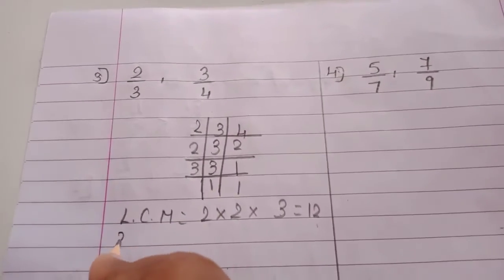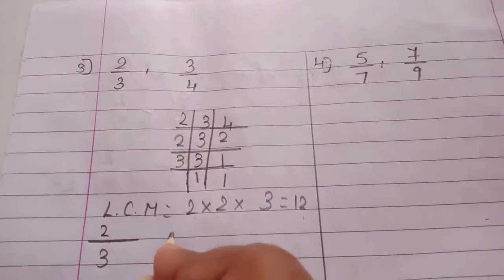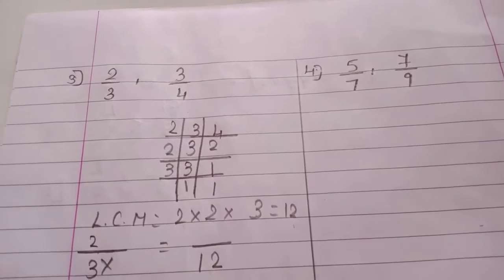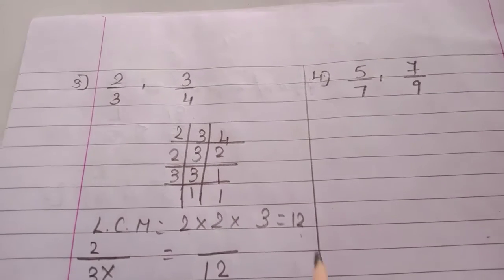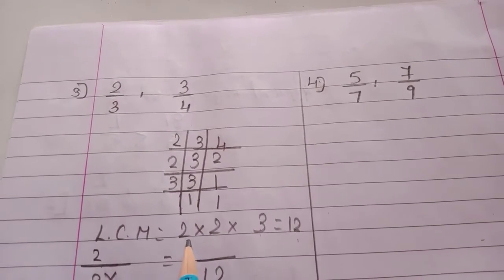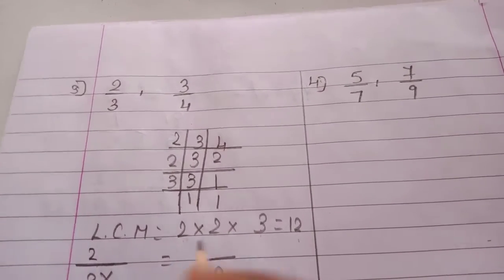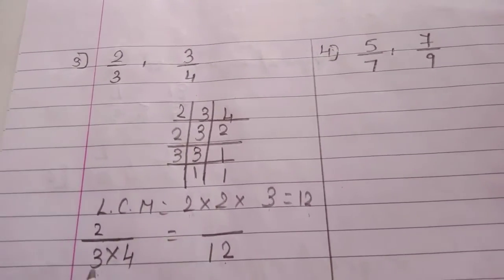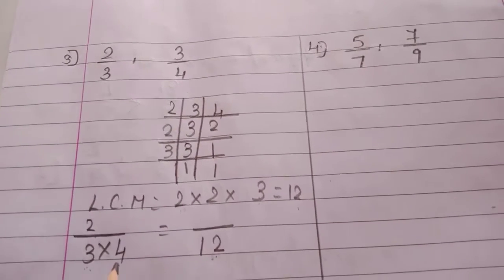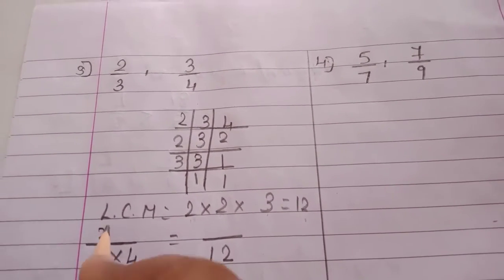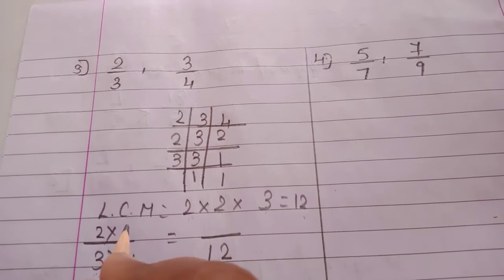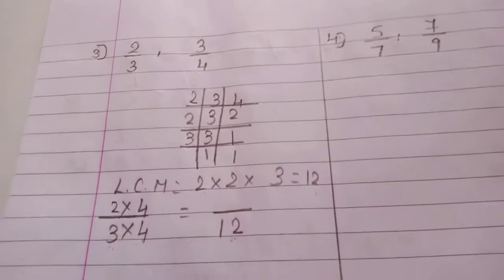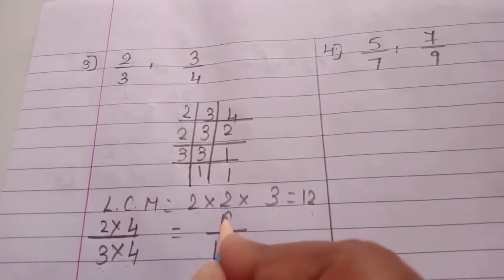So now the first fraction is 2 upon 3. We want denominator 12. So in 3 what will we multiply to get 12? Here 3 is there. Which numbers are left? 2 and 2. 2 2s are 4. So here we will multiply 4. To get denominator 12, 3 4s are 12. Whichever number we multiply with the denominator, that only we will multiply in the numerator also. So in the denominator we multiplied 4, in the numerator also we will multiply 4. So 2 4s are 8.